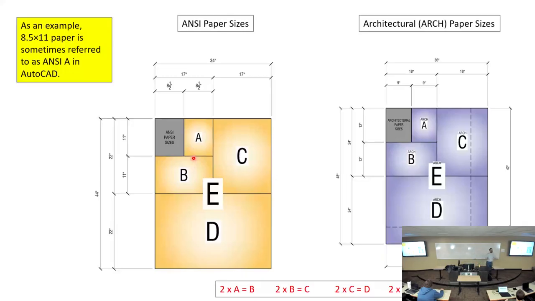And that's important because if you're an engineering firm and you're stocking paper, that's how they get stocked. I do mention architectural paper sizes, not because we're going to use them in here, but because when you are plotting in AutoCAD or Inventor, at least in AutoCAD, architectural paper sizes are also an option, but we're not going to use them. And the difference is that architectural paper sizes are just a little bit larger. So for example, an ANSI A is 8.5 by 11 and architectural is 9 by 12. So it's just a little bit bigger, but we're not going to use them.